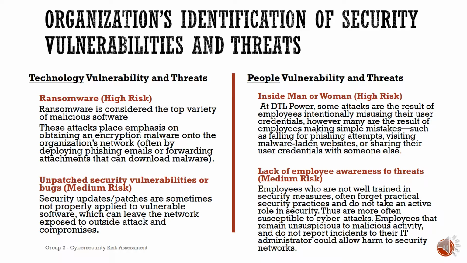Attackers are known to target security bugs in DTL Power's software programs, bugs that often have readily available fixes. Security updates and patches are sometimes not properly applied to vulnerable software, which can leave the network exposed to outside attack and compromise. The people examples are inside man or woman, which is a high impact on DTL Power.